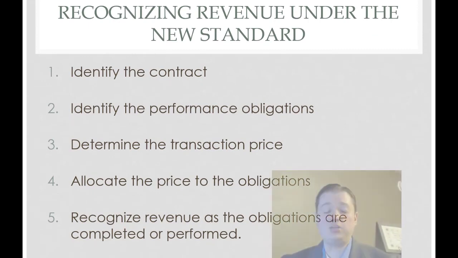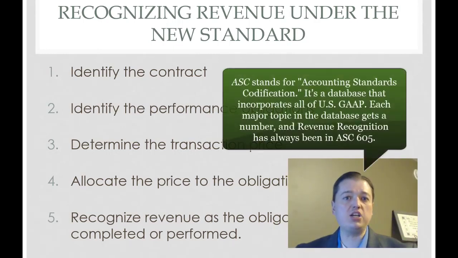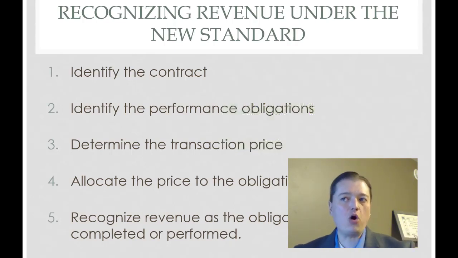It was really a surprise to most of us, because we were watching the Accounting Standards Codification, that's the database of GAAP, looking for FASB to replace the 605s. Those were the revenue recognition rules. And normally when FASB passes a new rule, they replace the old rule with the new rule. So we were all watching 605 to see if it would change. And it didn't, and it didn't, and it didn't.